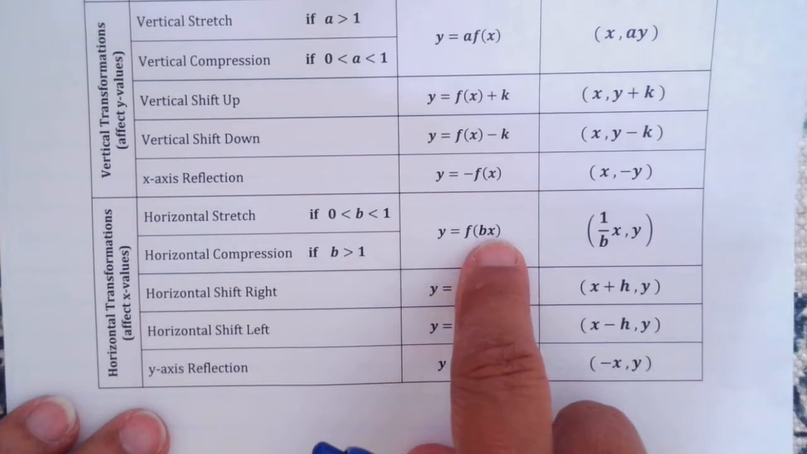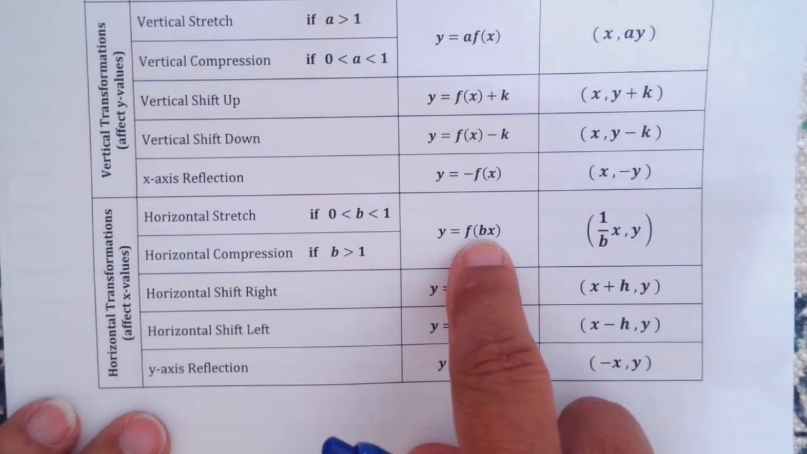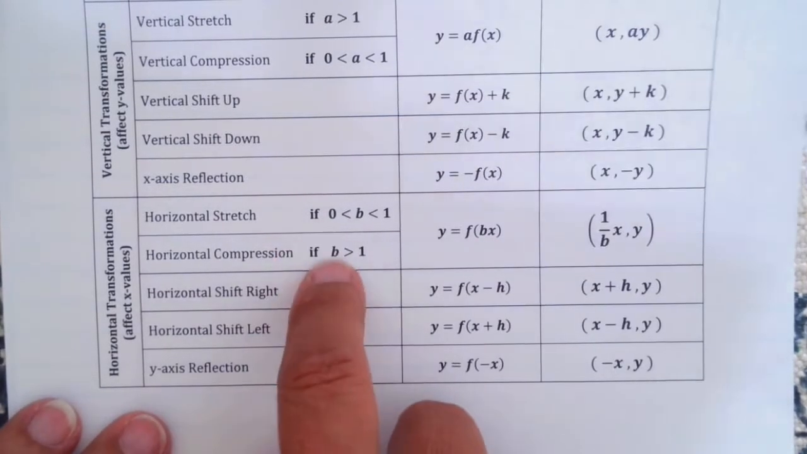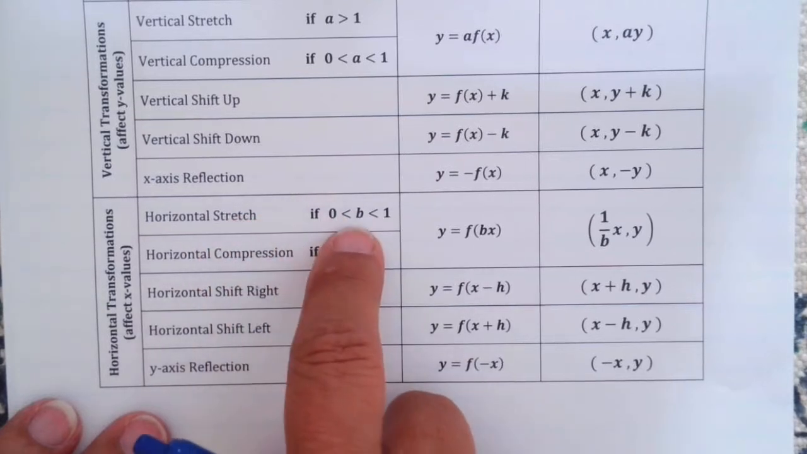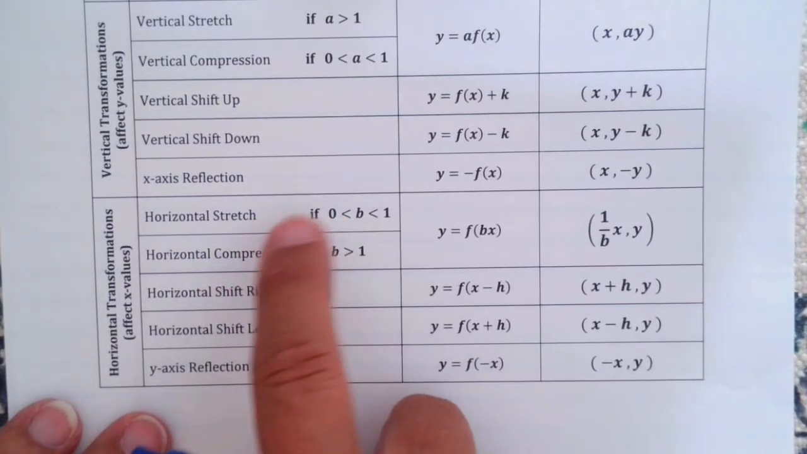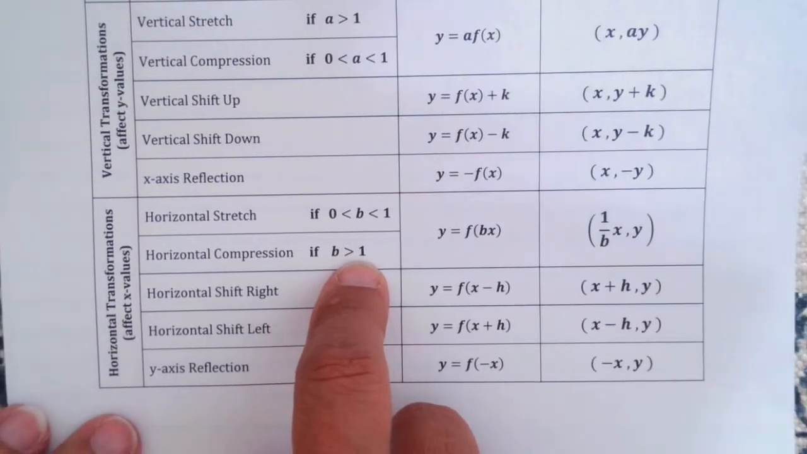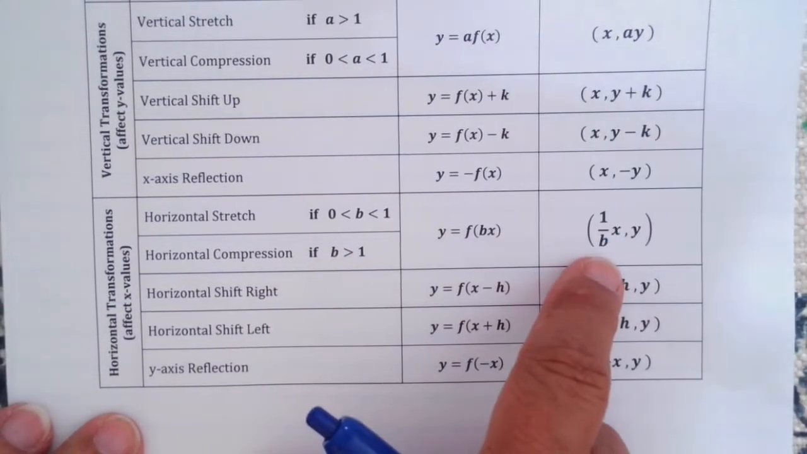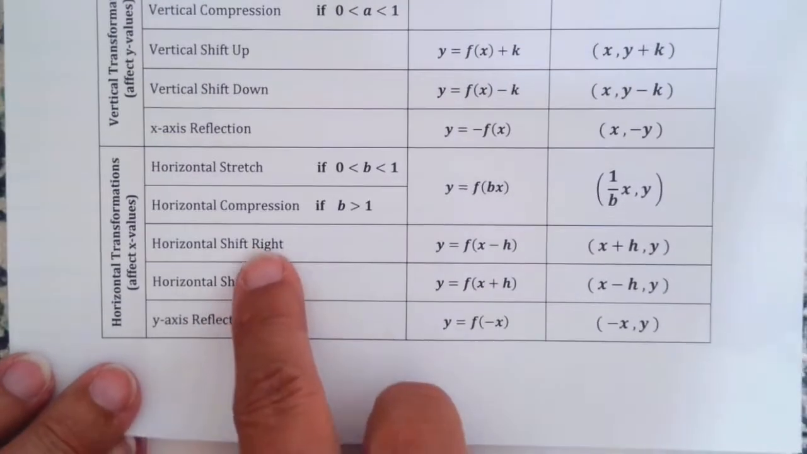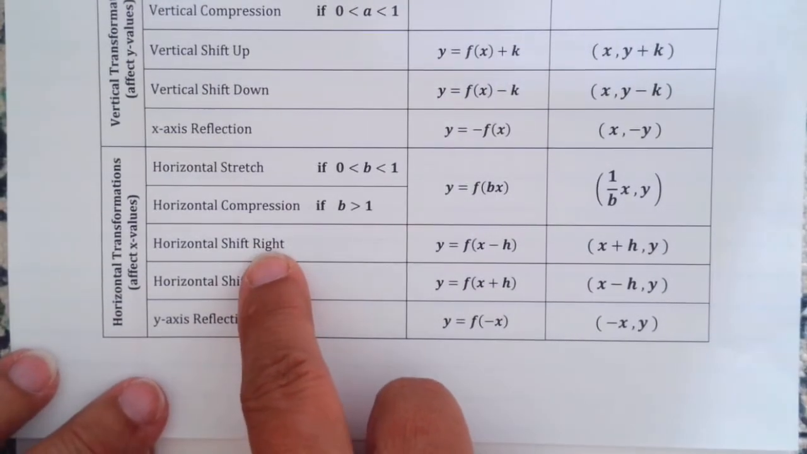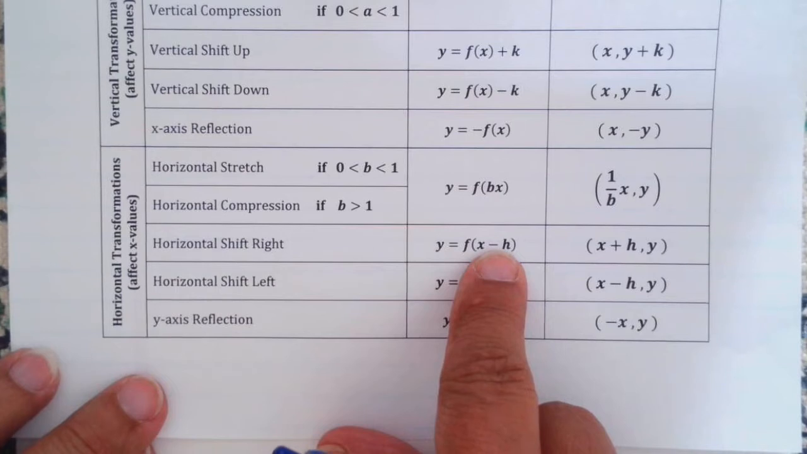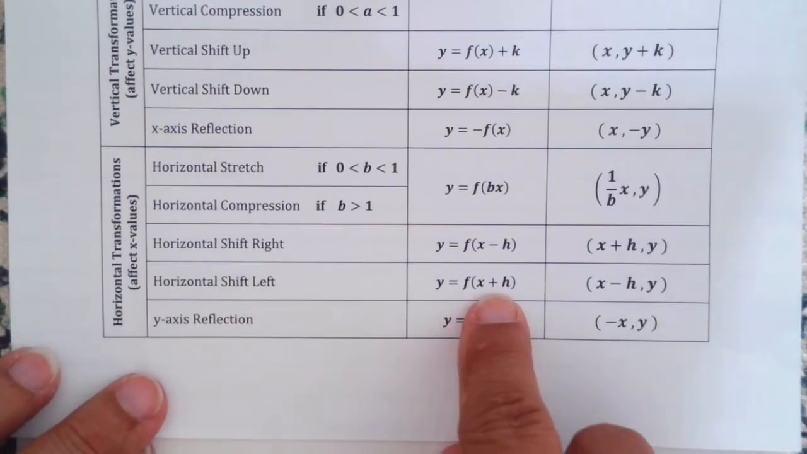Same thing with your horizontal numbers, which are the b and the h. You have your horizontal stretch and compress. Notice it's different: you're going to stretch it when b is a number between 0 and 1, and you're going to compress it when b is greater than 1. Remember, I told you, you will do the opposite. You're going to do 1 over b. And the same thing with your shifts: you're going to go to the right when you see minus h, and to the left when you see plus h.